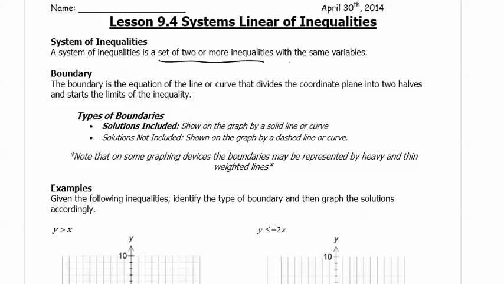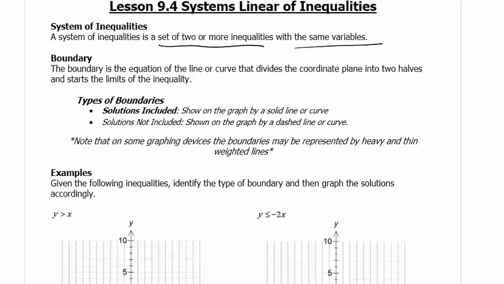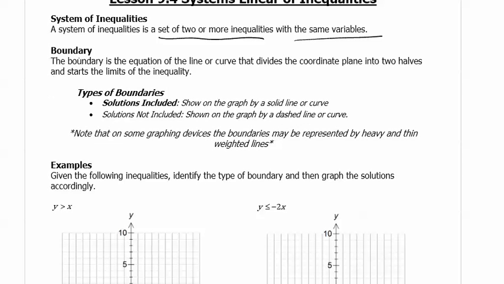So a set of two or more inequalities, just like a system of equations is a set of two or more equations. Okay, so when we're talking about a system of linear inequalities, they share the same variables, usually x and y, and so they're graphed on the same coordinate plane. Okay, so basically, let's talk about the boundary.